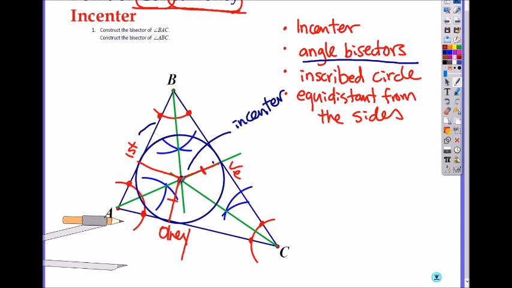Then you do what? Construct angle bisector to find the incenter, and you can draw the inscribed circle. Okay? So these four go together and just memorize.